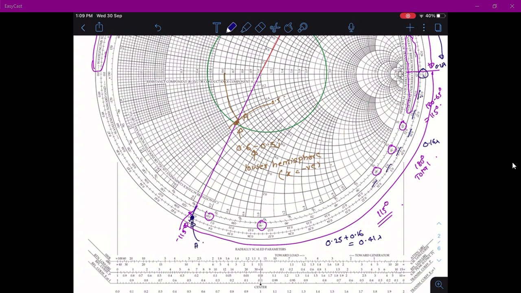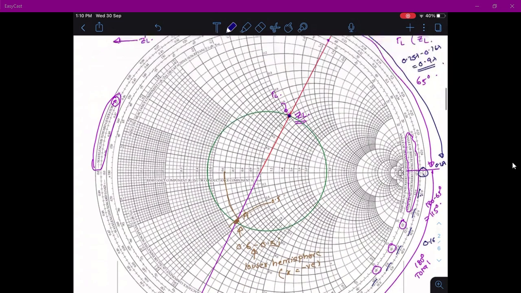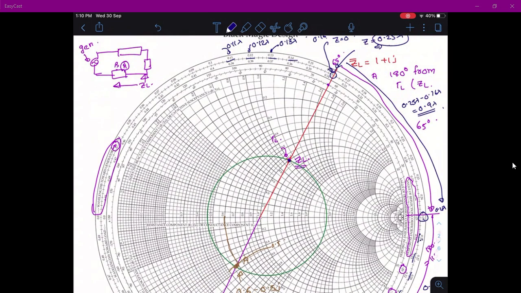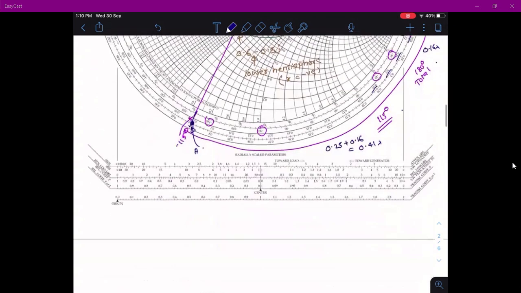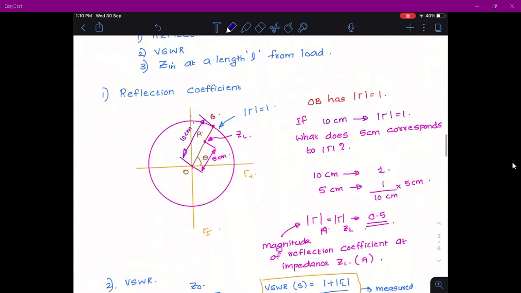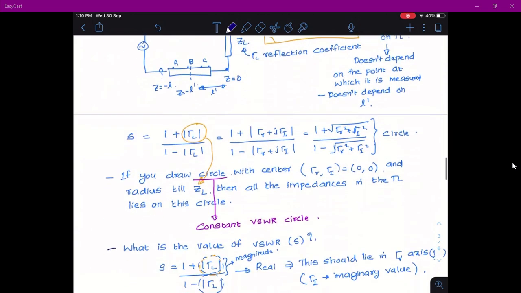So either you can do it using the wavelength, or you can do it using the protractor measurement. In both ways you can go along the Smith chart. But the thing to understand here is that there is a one-to-one correspondence between the transmission line and the Smith chart. When you are moving along the transmission line, you are actually rotating in the Smith chart. Okay, so this is how you are going to find the impedance at any length L from the load.